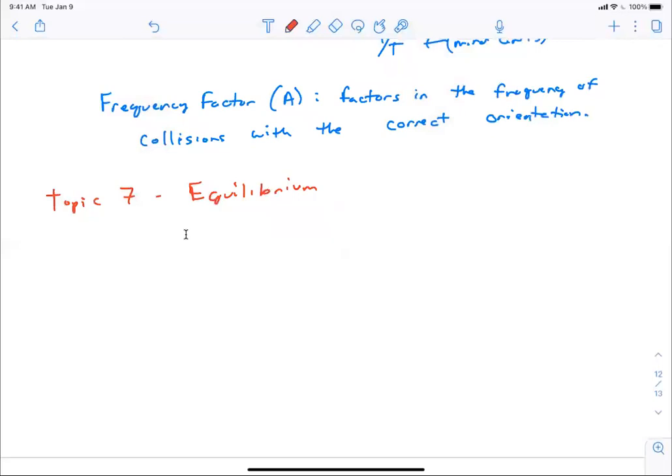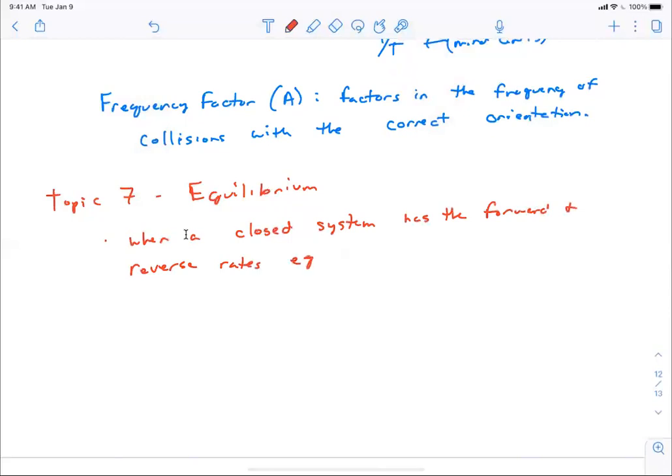Topic 7, equilibrium. Okay, first of all, you have to know the definition. When a closed system has the forward and reverse rates equal, okay, so when the reaction rates of the forward and reverse reaction are equal in a closed system, that is equilibrium.